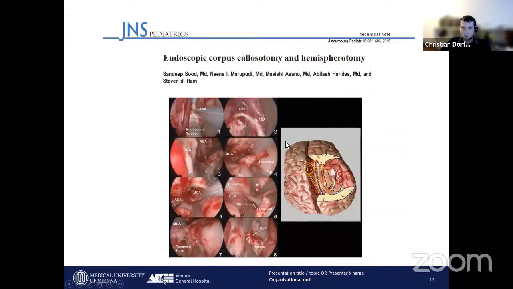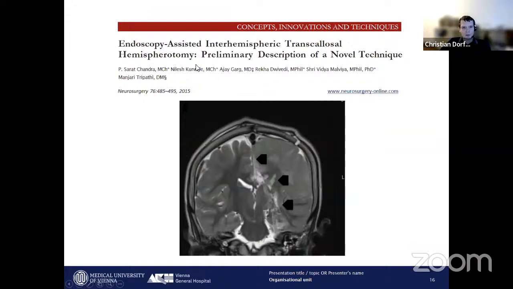Endoscopic approaches were suggested, as here from Sandeep Sood, to be somewhat minimally invasive, and also here from Sarah Chanda, an endoscopic assisted interhemispheric, again transcallosal vertical hemispherotomy approach. The minimally invasive part we can discuss again. You see a craniotomy the same size as for the microscopic approach, but open to discussion.